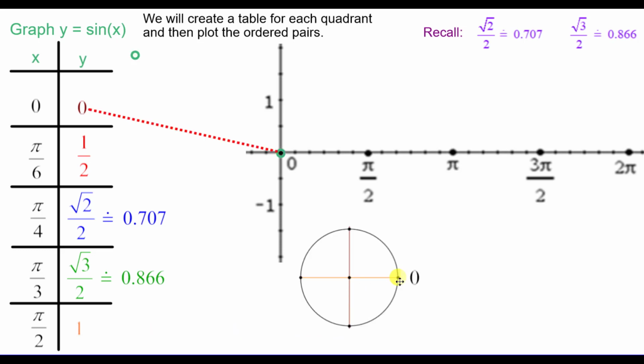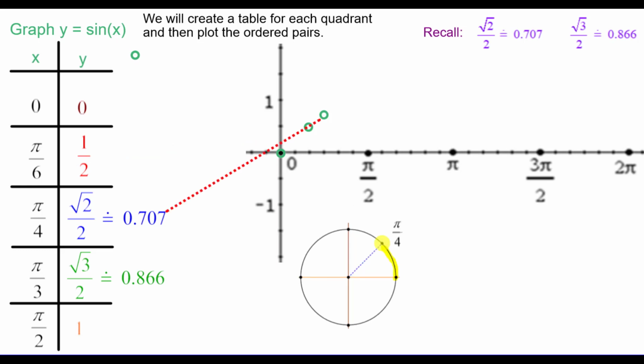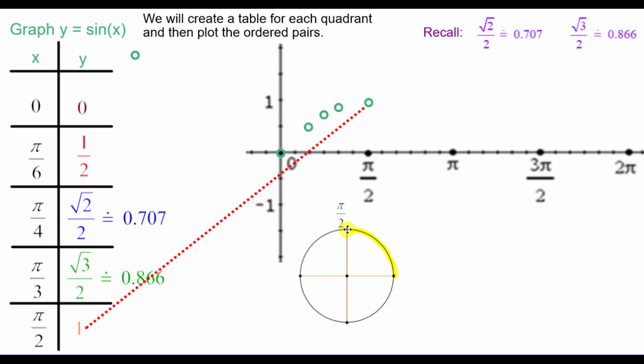So here's 0, where 0 lands here on the unit circle. The sine value is 0, so we'll plot the origin, (0, 0). Pi over 6 lands right here. The sine of that is 1/2, the second coordinate of that point. Pi over 4 is right in the middle of the first quadrant. Sine is radical 2 over 2, which is about 0.7, so over 3 pi over 12, which is pi over 4, and up 0.7. Pi over 3 is 4/12 pi, up about 0.9 almost. And pi over 2 lands right there on the top, and the sine of that is 1.